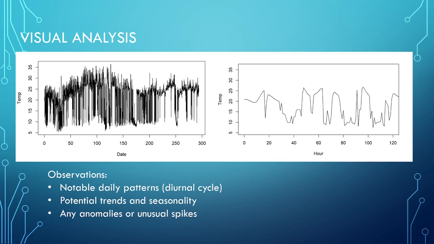In this pattern, we observe a clear diurnal cycle, with temperature generally rising during the day and falling after night. This daily pattern suggests the presence of seasonality in the data. Additionally, there are some notable trends and potential anomalies. For instance, we can see some spikes which may correspond to unusual weather events or measurement errors.